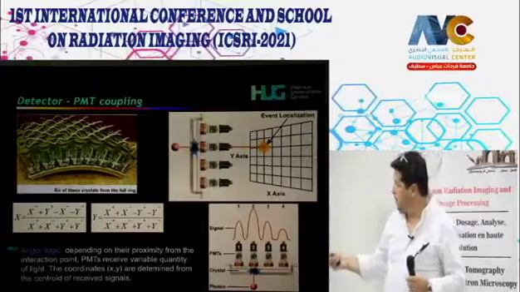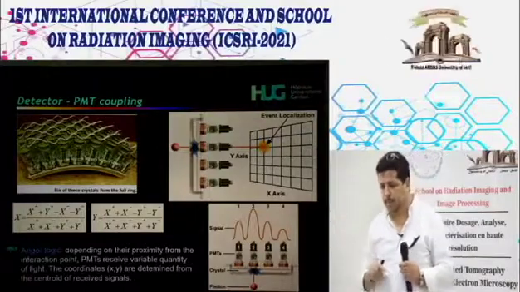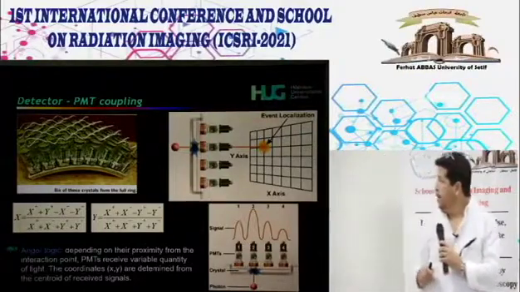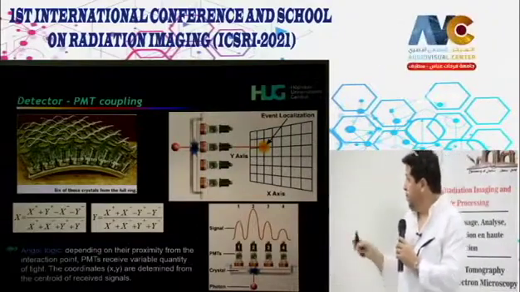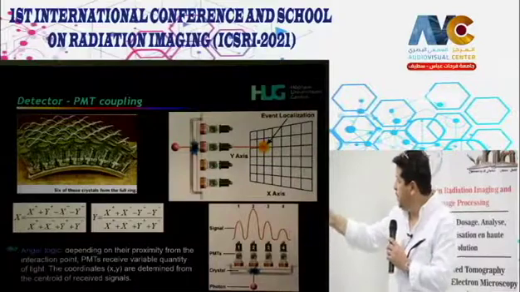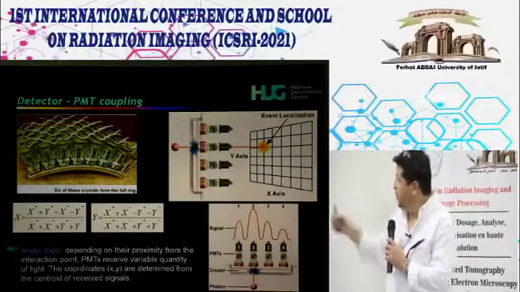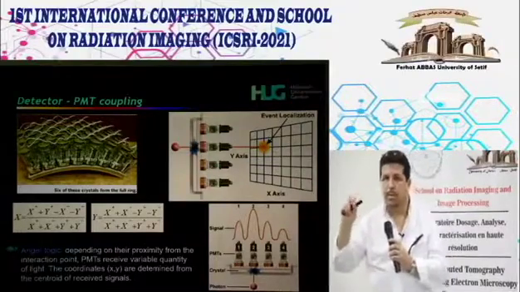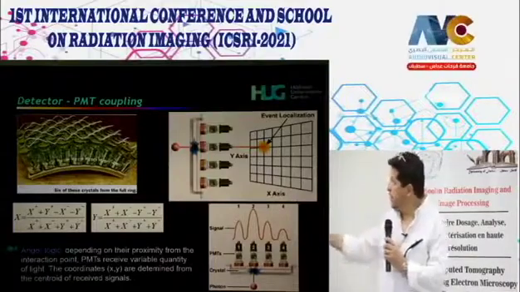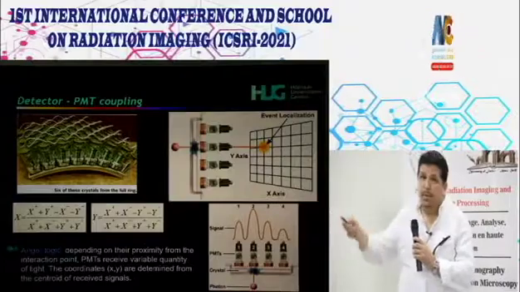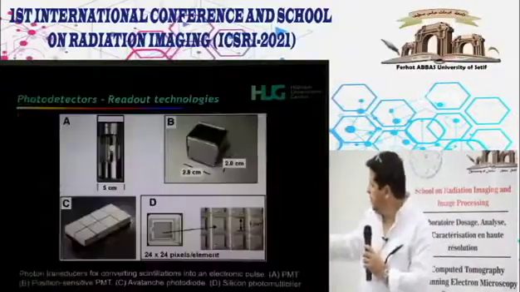And we have a mechanism called Anger logic, because it was developed by Anger. The idea is that, depending on the proximity of each PMT to the interaction point, the PMT is going to generate a certain amount of signal, of light, all right? And then you have a light sharing scheme between the different PMTs.